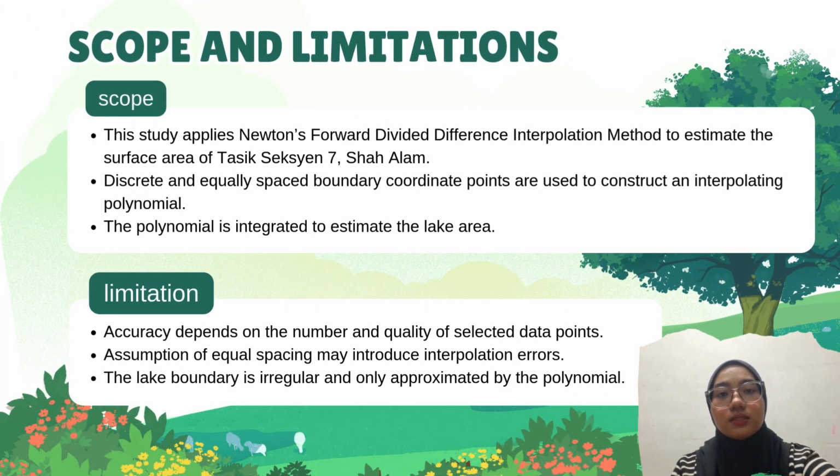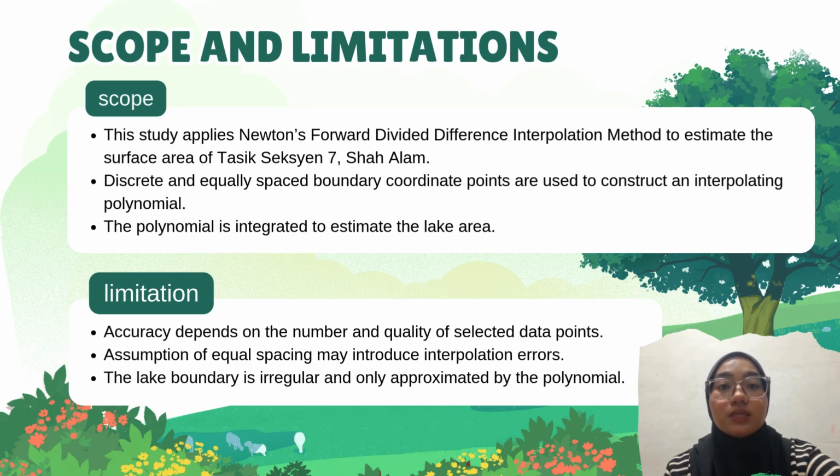Next, we will see the scope and limitation. This study applies Newton's forward divided difference interpolation method to estimate the surface area of Tasik Section 7 Shah Alam. The scope of this study is limited to the use of discrete coordinate data points obtained along the boundary of the lake. Using these data points, an interpolating polynomial is constructed to approximate the shape of the lake boundary. And this polynomial is subsequently used to estimate the area of the lake.